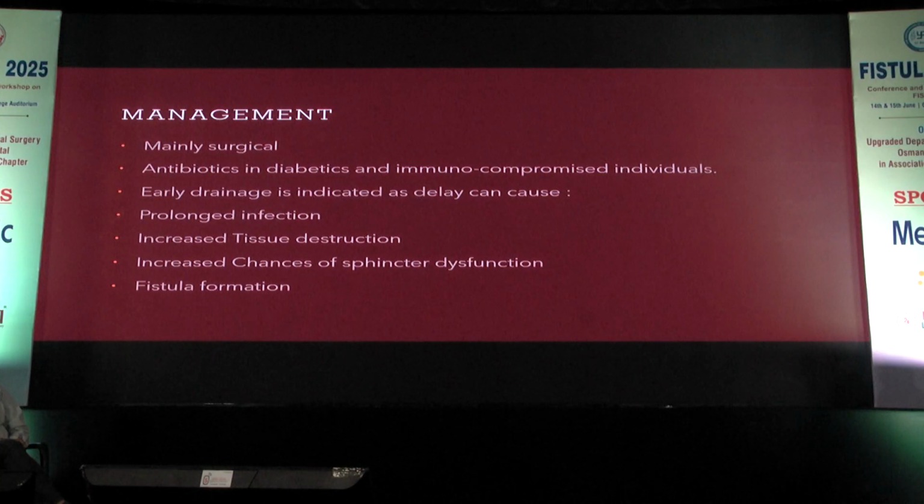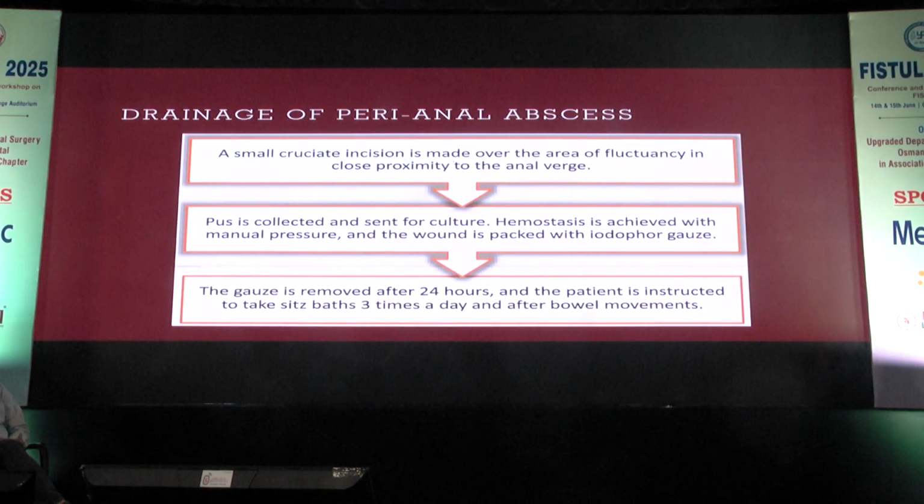Previously we used to make a small cruciate incision over the area of fluctuation in close proximity to the anal verge. Nowadays we even go for a radial incision. The pus is sent for culture, hemostasis is achieved by manual pressure, and the wound is packed. More pressure is not required in wound packing, because there will be excruciating pain.